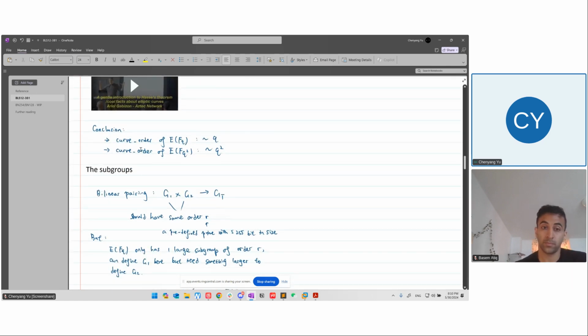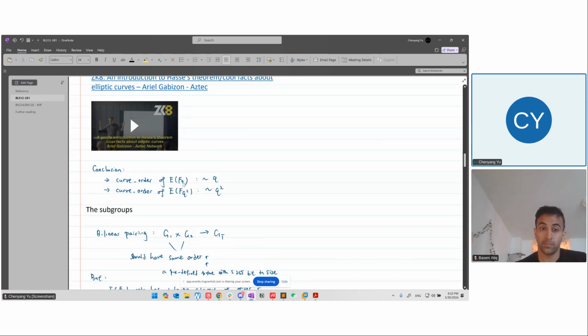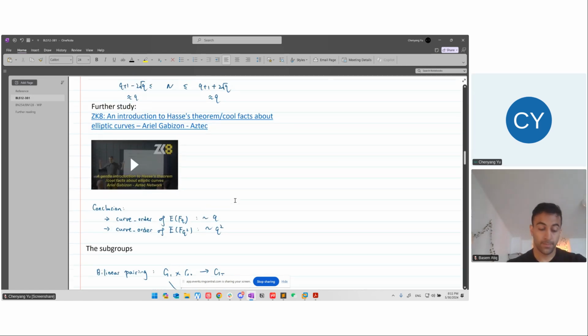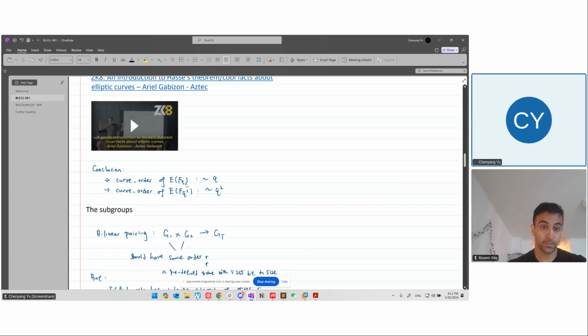So the conclusion here is the curve order of the first curve. Oh, I should say E prime here. Okay, E prime. The curve order of E(FQ) is close to Q, and E prime (FQ2) is close to Q squared. So that's for the curve order. You can see the first curve is much smaller than the second one.